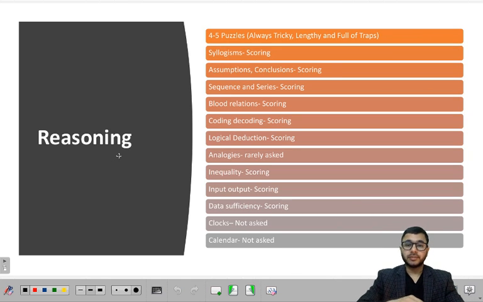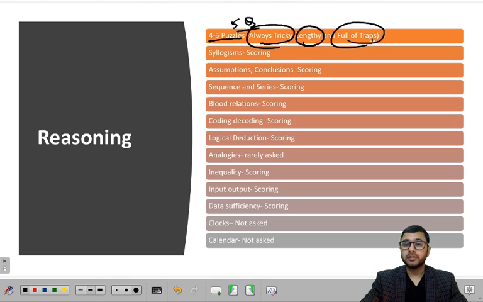Let's move forward to reasoning. Now, what happens in reasoning? In reasoning, these are the broad areas that are covered. Of course, there will be one or two other areas also, but these are the broad ones that I've picked. 4 to 5 puzzles are asked with 5 questions each, so 20 to 25 marks. They're always very tricky, lengthy, and full of traps.